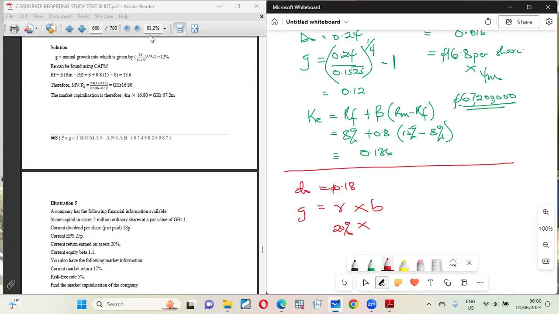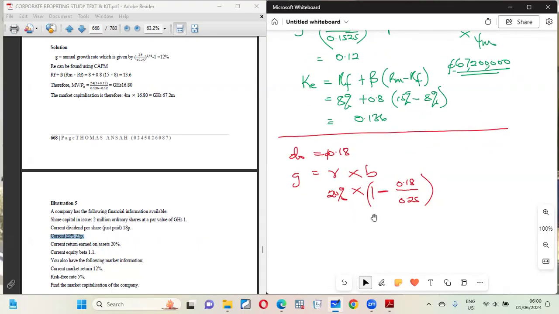Payout ratio. If growth is retention ratio times R, that is 1 minus the payout ratio. What was the formula for the payout ratio? Do you remember? That's dividend per share over earnings per share. So you saw in this question, you've been given the dividend per share, so 1 minus 0.18 divided by earnings per share. You were also given the earnings per share to be 25 pesos, so 0.25. So can we find growth in this case?